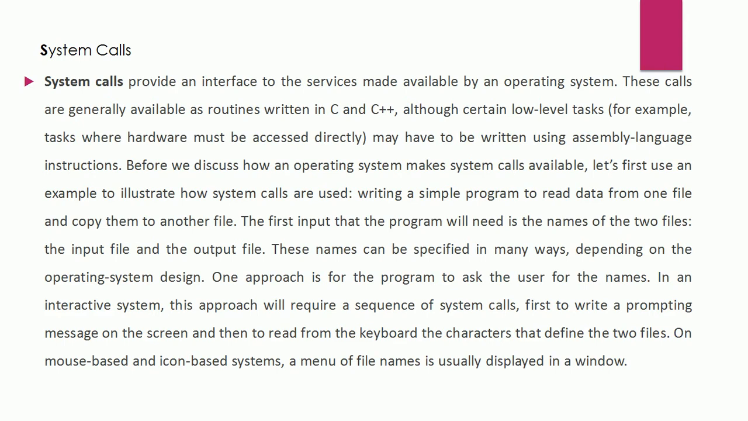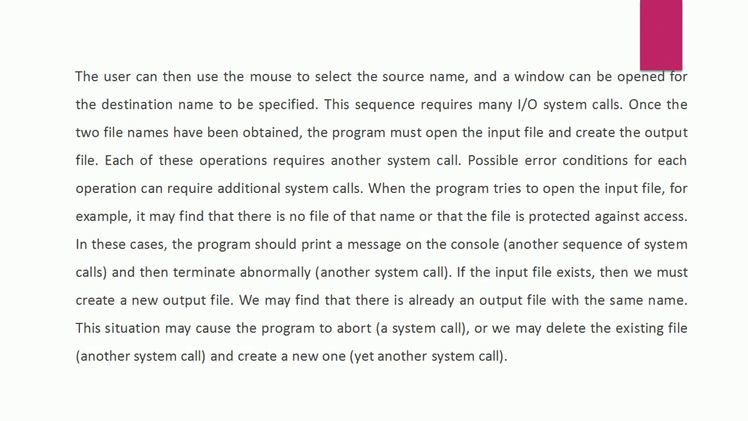First, to write a prompting message on the screen and then read from the keyboard the characters that define the two files. On a mouse-based or icon-based system, a menu of file names is usually displayed in a window. The user can then use the mouse to select the source name, and a window can be opened for the destination name to be specified, where the file is to be stored and with which name. This sequence requires many input-output system calls.